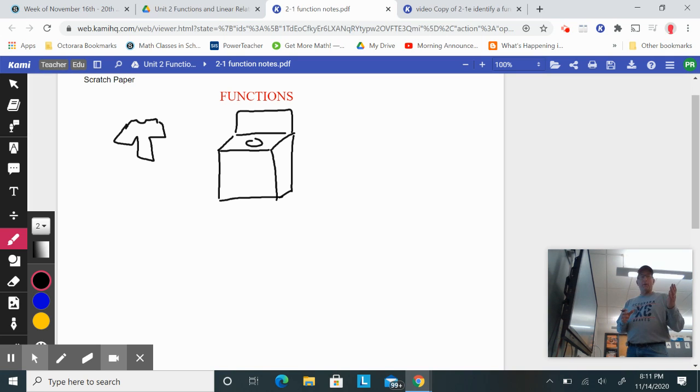All right, let's go over again what a function is. A function is something that's being done to one set of numbers called the input, and then when you do something to it, you get out an output.